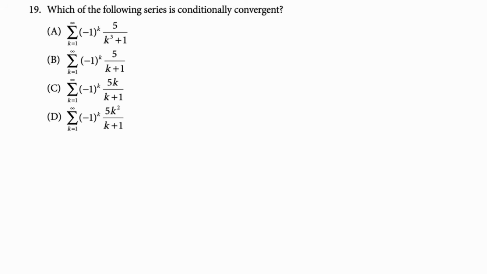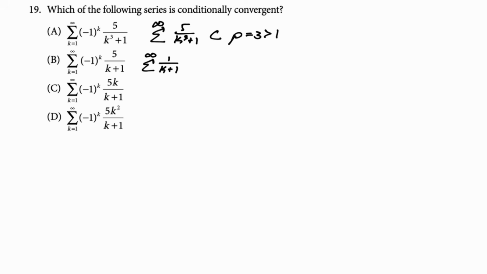So that's what we're going to look for here. For A, I'm going to look at the absolute value. So the absolute value, just drop the negative 1 to the k. We get 5 over k cubed plus 1. That definitely converges. That's a p series. Or you could limit compare it to a p series where p is 3, which is greater than 1. So that's absolutely convergent.